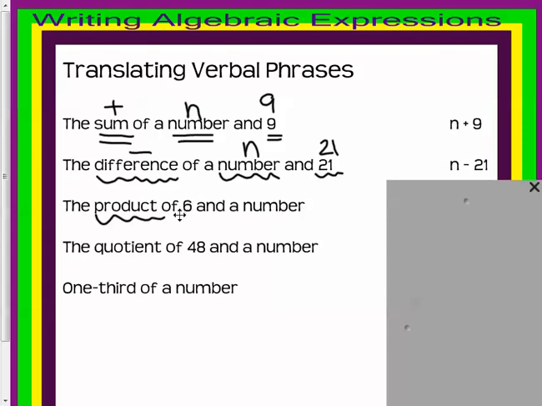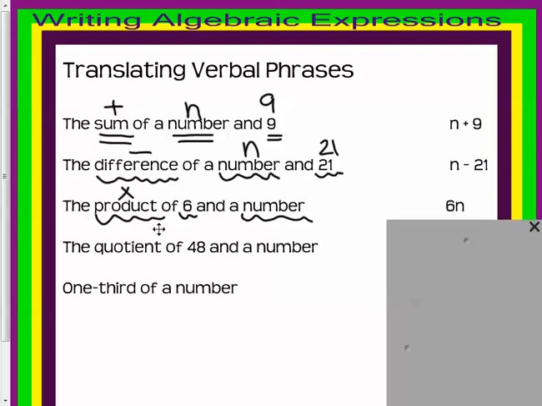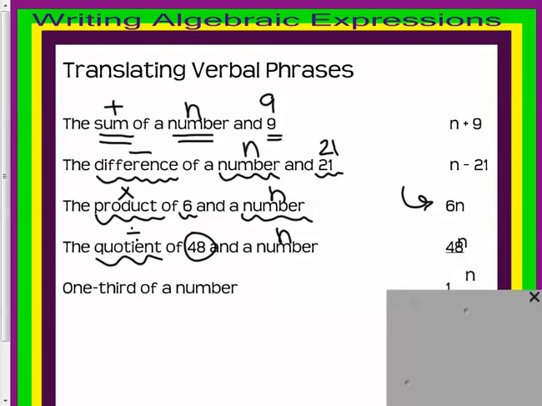The product of 6 and a number. So what does product mean? Look it up on your chart. Good, it means multiplication. So 6 times a number, or 6n. We don't write it 6n like this because this looks like a variable too. So remember, we write it with the coefficient of 6 times your variable n. Quotient means to divide, of a number 48 and an unknown number. So I'm taking the quotient of 48 and I'm dividing by n. Okay?